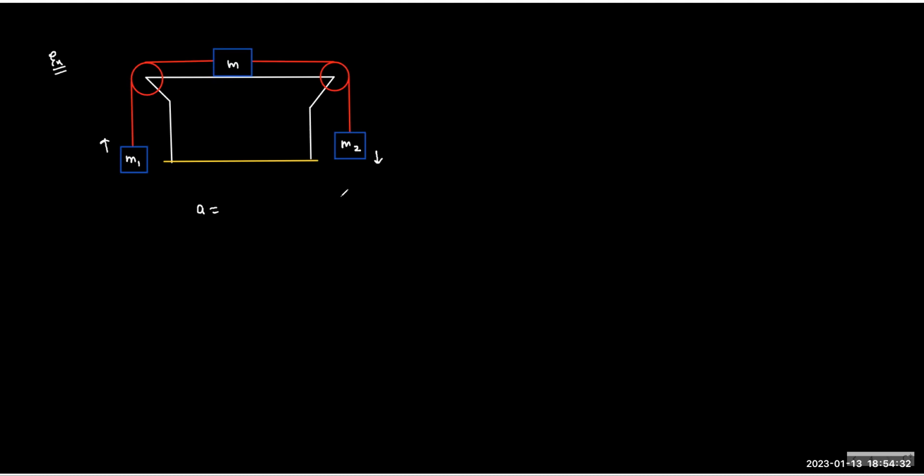Okay, where is the normal reaction for the block M? Can you draw the normal? It is having the surface contact, right? The small m is touching the table, so it will experience normal reaction as well, isn't it? Yes, that's correct. Very good.